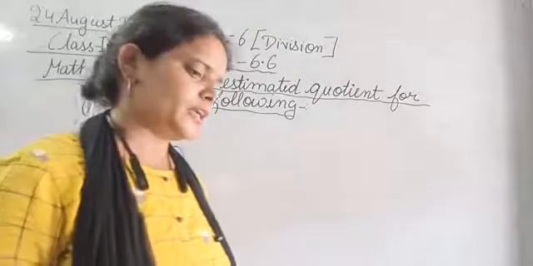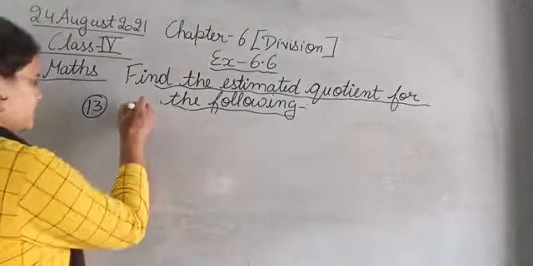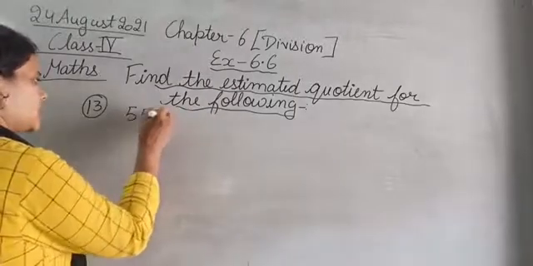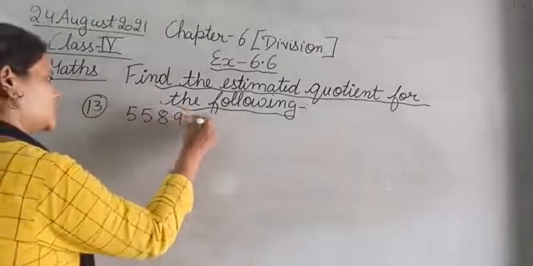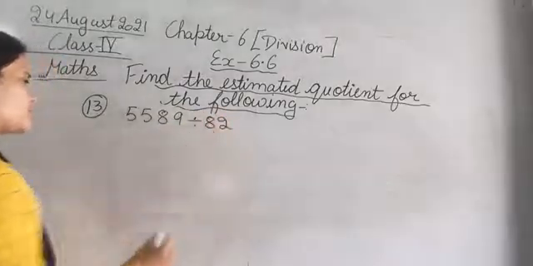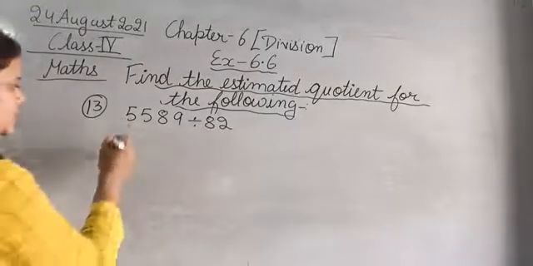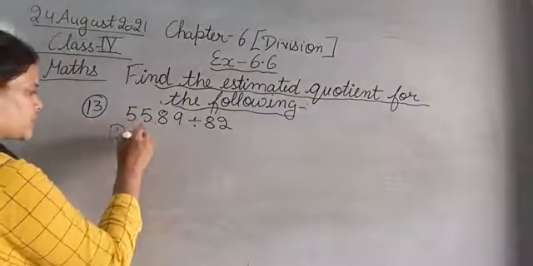5,589 divided by 82. So we have to divide. So first of all, we have to round off 5,589, and then we have to estimate 82. Okay. So 5,589, rounding off.